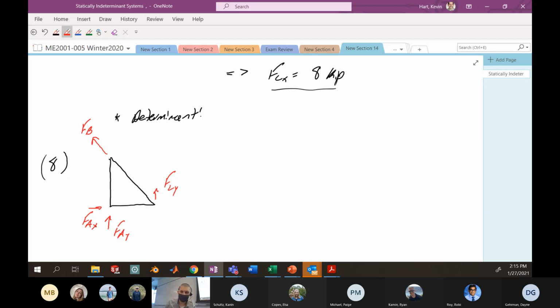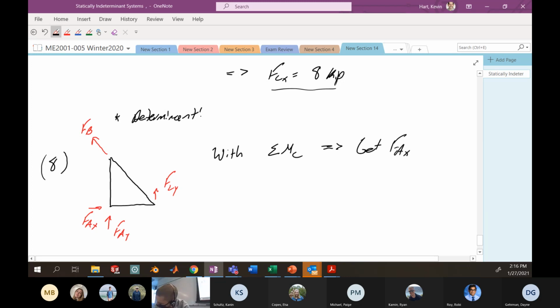So maybe I just try to go about my business. I see that I have 4 unknowns here, so might run into some problems. You could start with the moments about C. That would get you the force at A in the Y direction. Hopefully we can sort of see that. If you did the moments about C, which is here, the only contributing factors are going to be this 12 kips and this force at A in the Y direction. So you could immediately get your FAY from that particular set of equations.